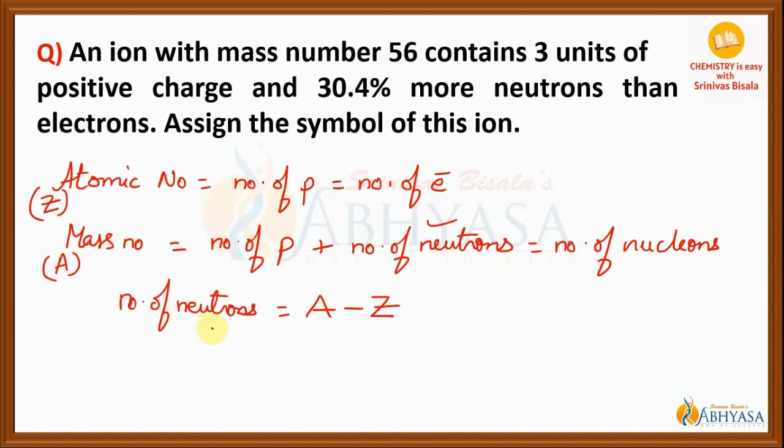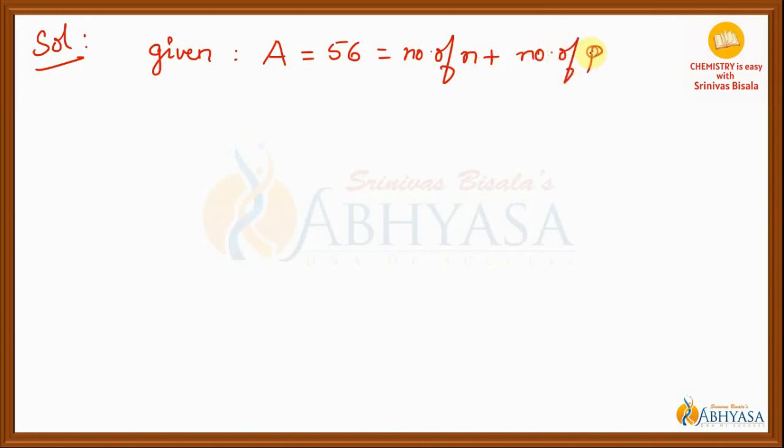That's all. This basic concept is required to solve the numerical, and this involves a lot of mathematical part rather than chemistry concept. Let's see how to solve this. It is given that mass number is equal to 56. It is given that mass number is equal to 56, meaning it is the sum of number of neutrons and number of protons, isn't it?